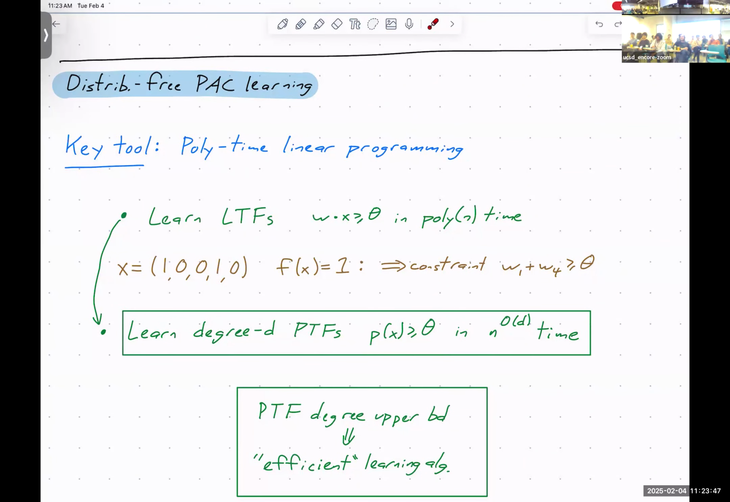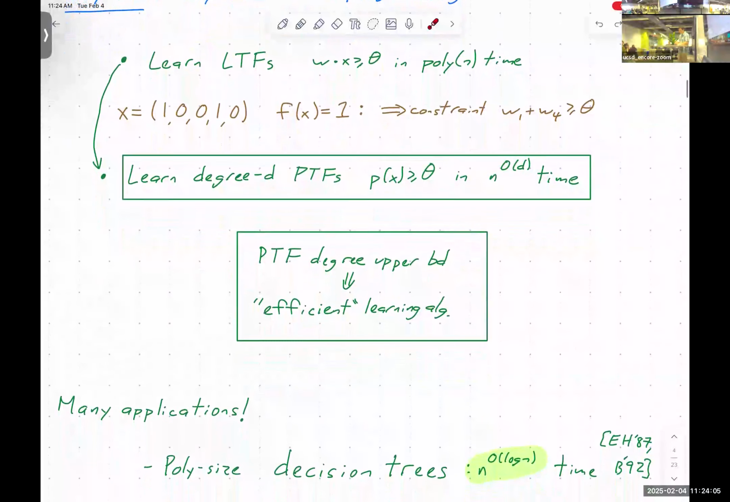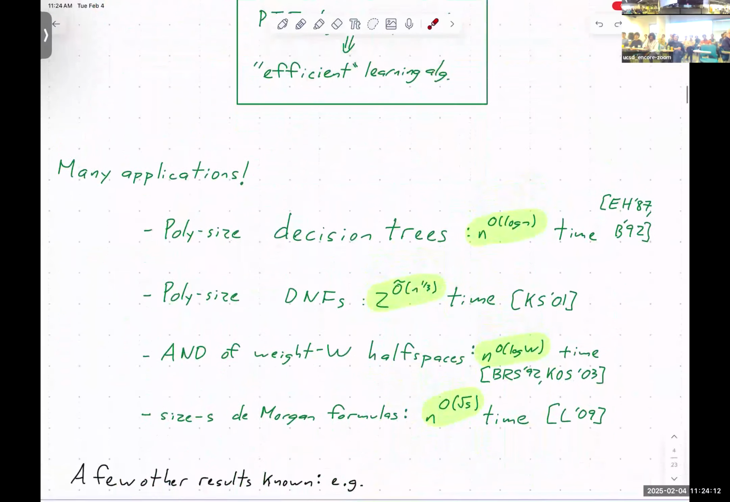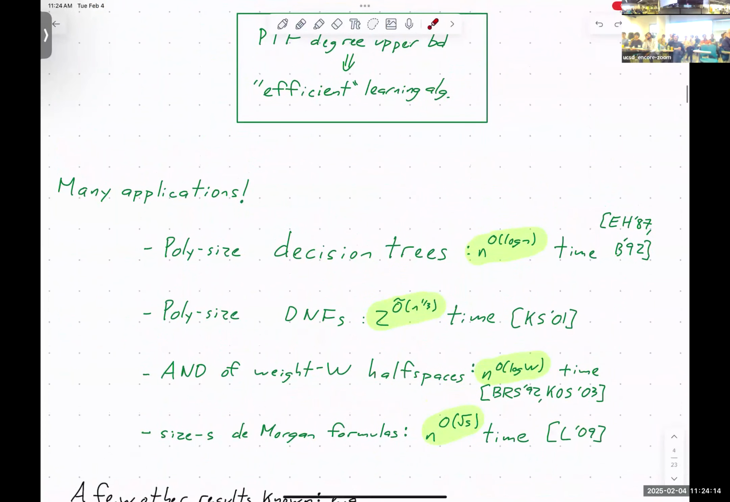So this tells us that if you have a community of people who are interested in proving upper bounds on PTF degree for different classes of functions, that translates with zero work into getting learning algorithms for those classes of functions, more or less efficient depending on how good those degree upper bounds are. And this is responsible for the state of the art for really almost all concept classes in the vanilla PAC learning model.